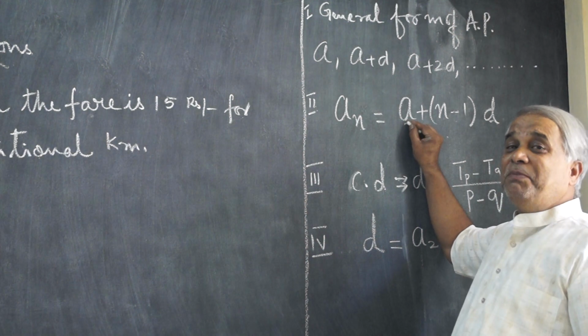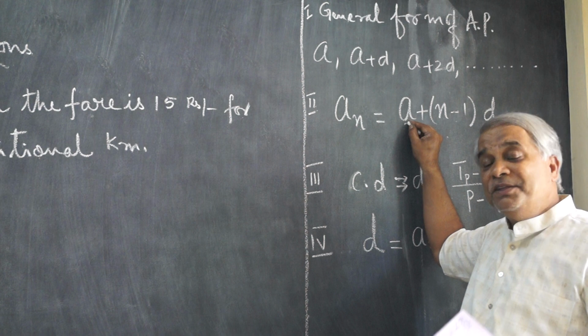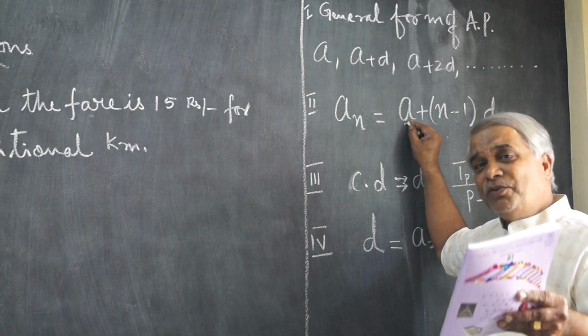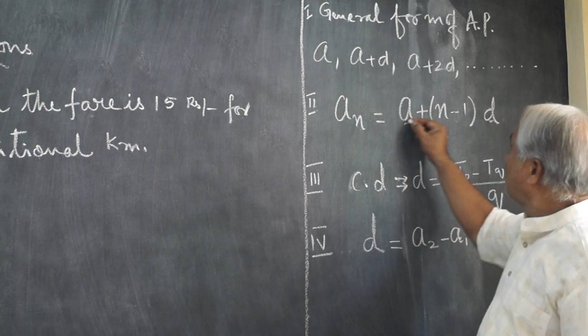The first number is 3. And to 3, what have we added? We added 3, and we got 6. Again, what have we added? 3. That means 3 is called the common difference.